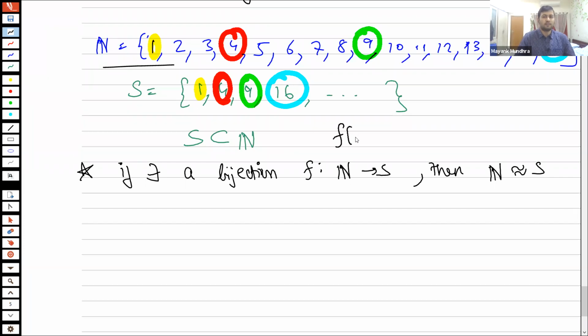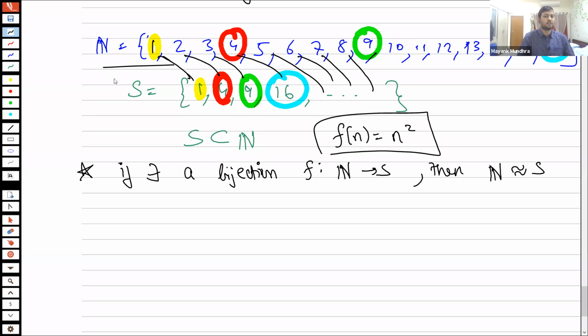The bijection would be f of n is equal to n squared. So this is a bijective relationship. 1 is attached to 1, 2 is attached to 4, 3 is attached to 9, 4 is attached to 16, and so on. So you can construct a bijective relationship between the set of natural numbers and the set of n squared. Right. So because there exists this bijection f of n equals n squared, we can say that both these sets have the same cardinality.